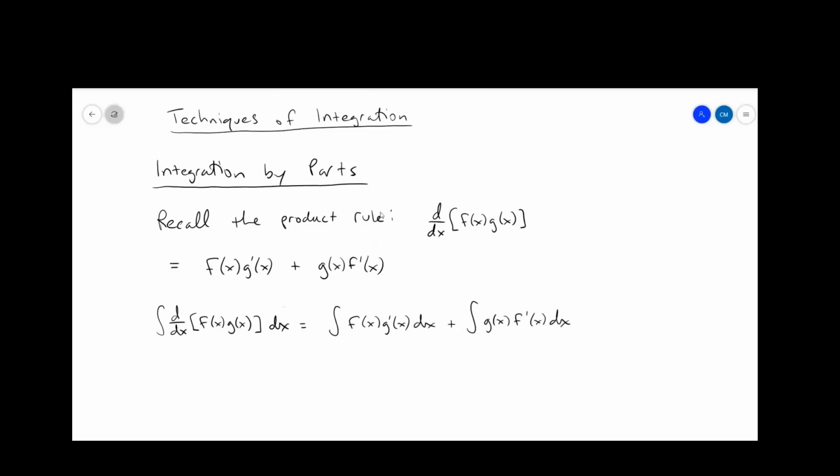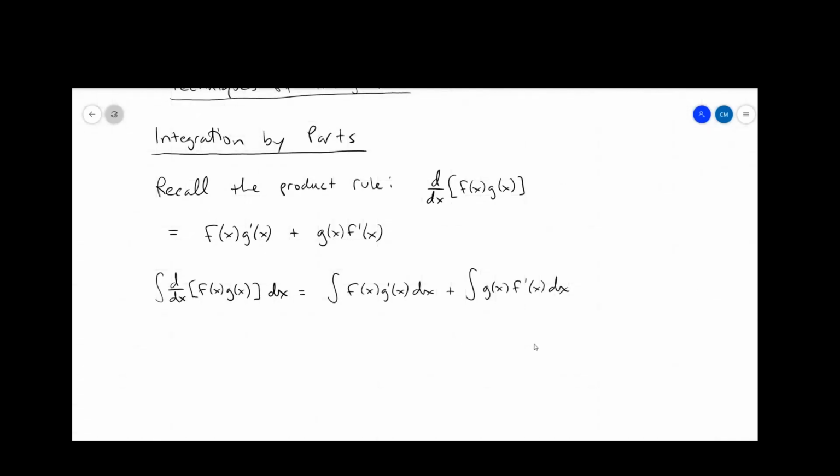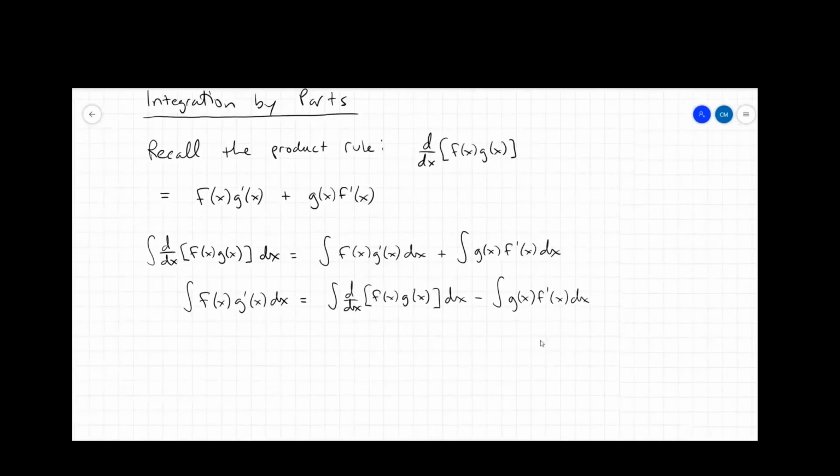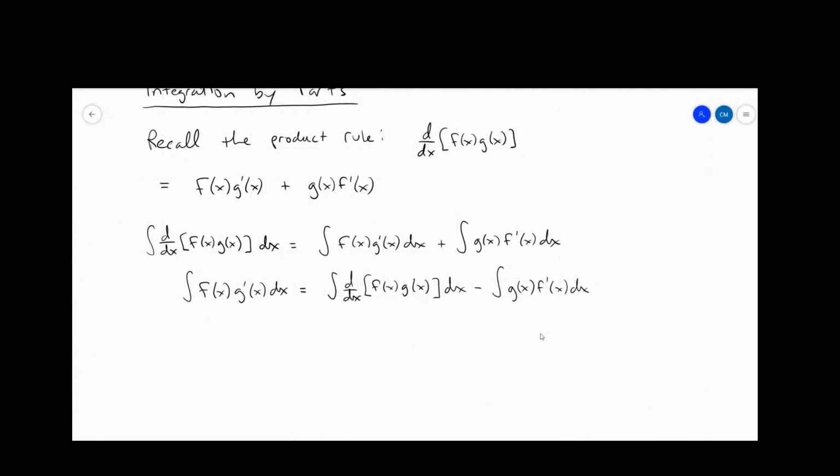Now next I want to move that. I'm going to rearrange things a little bit here. I'm going to leave this f of x, g prime of x by itself on one side, so I'm going to move it over here, in fact. And then the other stuff is going to go to the other side of the equal sign. So really all I've done is just written down the product rule, integrated both sides of the product rule, and then rearranged things a little bit.